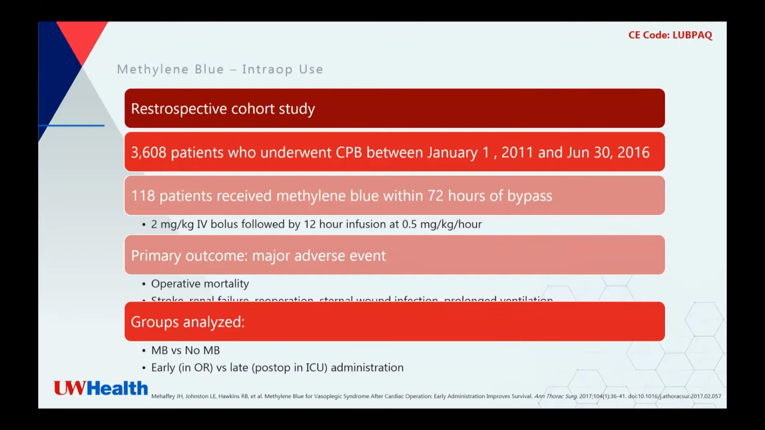So it's a pretty big primary outcome. They looked at two different groups in this study. They looked at methylene blue, so the 118 patients who got methylene blue versus the over 3,000 patients who didn't get methylene blue, and compared them that way. And then they also compared groups of those who got methylene blue: the early patients, who got methylene blue in the OR, versus the late group, who got methylene blue post-op in the ICU.